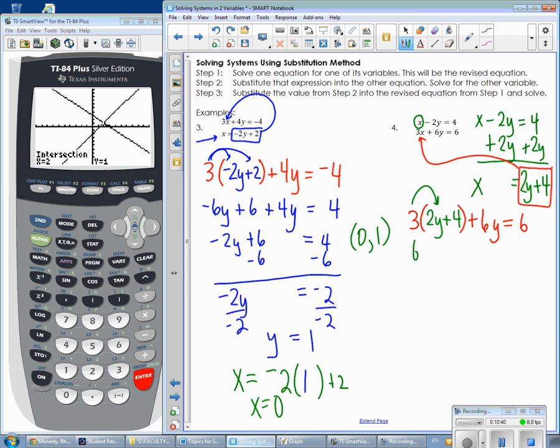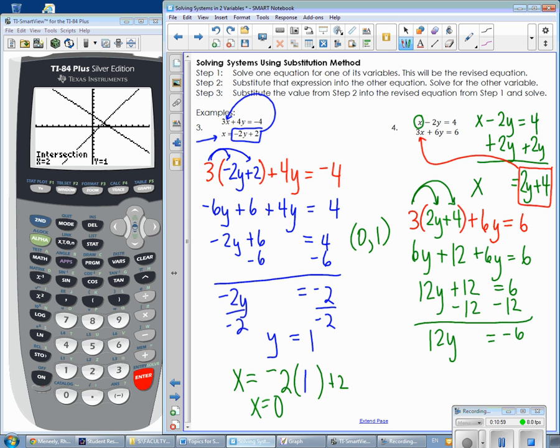So this is going to give me a 6y. That's going to give me a plus 12. I have another 6y, and that is equal to 6. Combine your like terms. 6y plus 6y gives you 12y. Plus 12 is equal to 6. If I subtract 12 from both sides, I get that 12y is equal to negative 6. And finally, dividing by 12, y is going to equal, well, negative 6/12 is just negative 0.5, or negative 1/2. So now I have a value for y. I have a solution for my y variable.